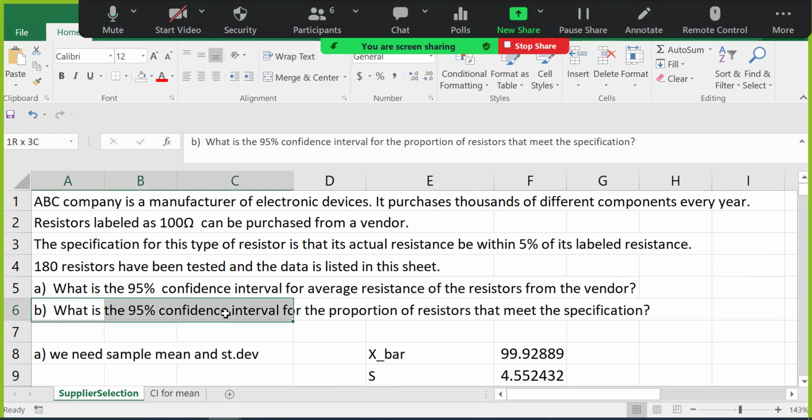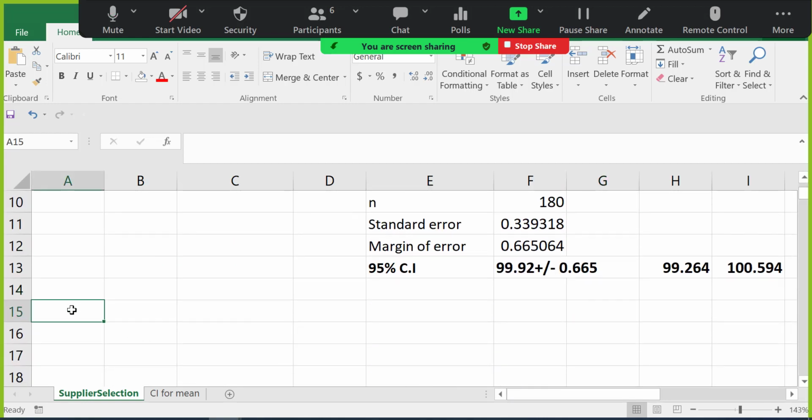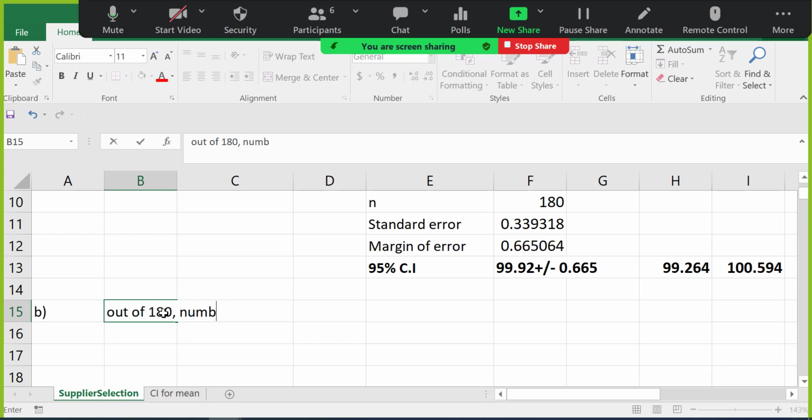The second one: what is the 95% confidence interval for the proportion of resistors that meet the specification? So for this one, we need to know, out of 180, the X, so what's the number of resistors that meet the specification. Okay.